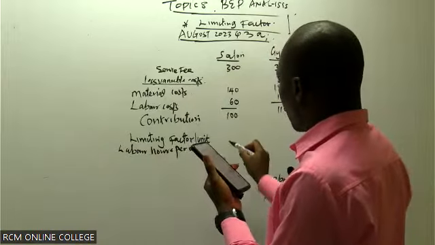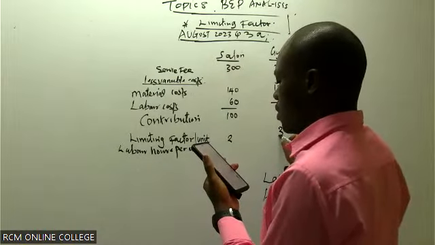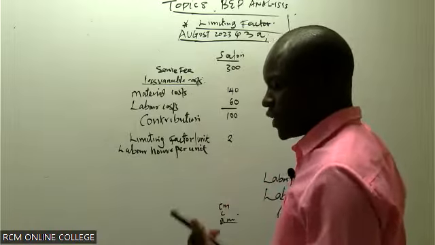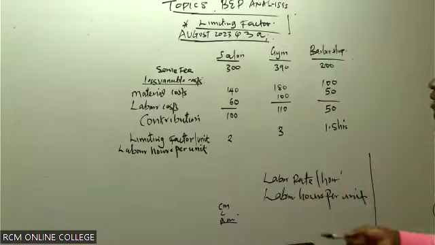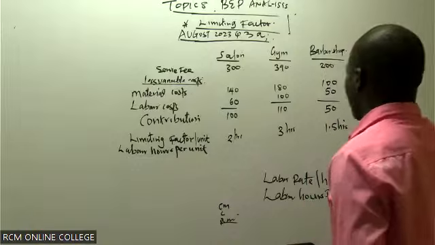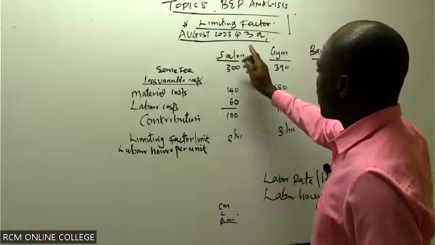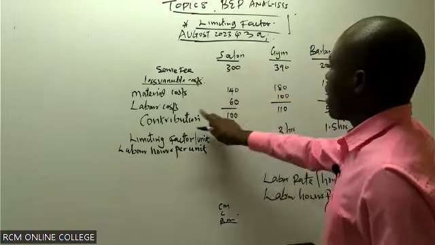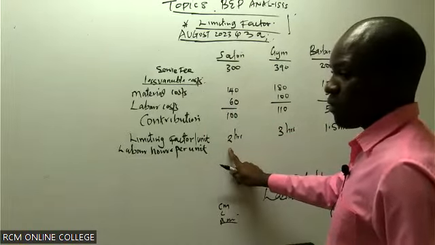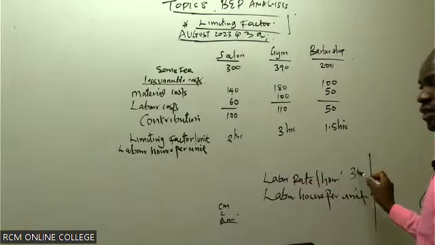So we have 2 hours. We have 3 hours. We have 1.5 hours. In some questions, this is what they are going to do. I need 2 hours. I need 3 hours. I need 1.5. So if I need 2 hours to produce 1 unit of salon or to serve 1 client in the salon, the company is spending 60 shillings. So what is the labor rate per hour? Labor rate per hour itakuwa ngapi hapo? 30, is it?